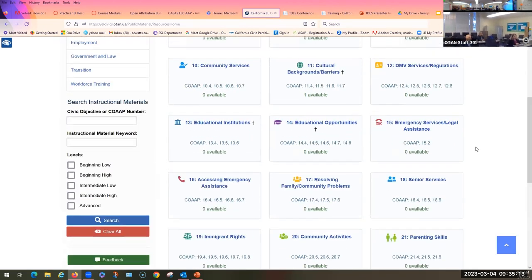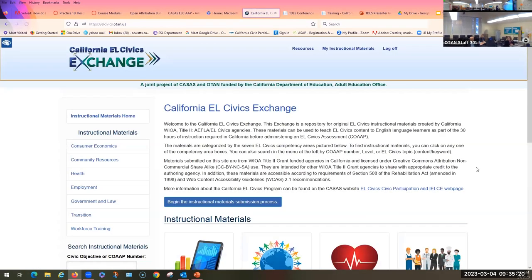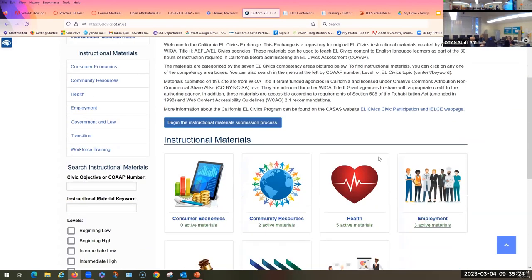Yeah, right. So that's one of the things we're trying to encourage, more agencies. We kind of have two things. One is that across the board, we want agencies to turn in their materials. But we also know that across the state, many agencies tend to gravitate to specific COAPs: the employment ones, the education, the school ones, visiting the doctor, medical appointments, all that kind of stuff. So we are also asking agencies that if you have materials for the COAPs that are used a lot, turn those in first, because a lot of agencies would benefit, since everybody is focusing on those COAPs.